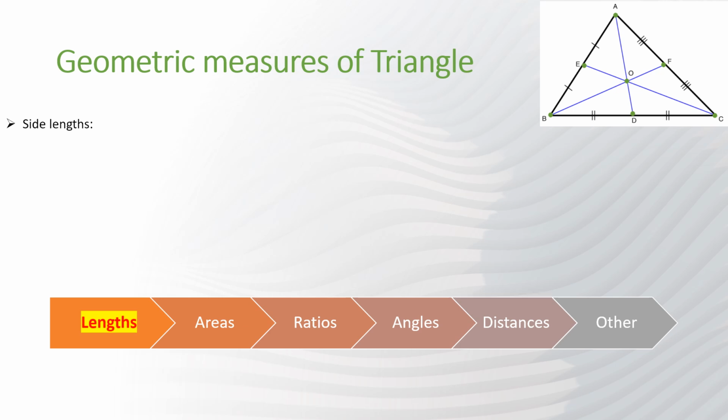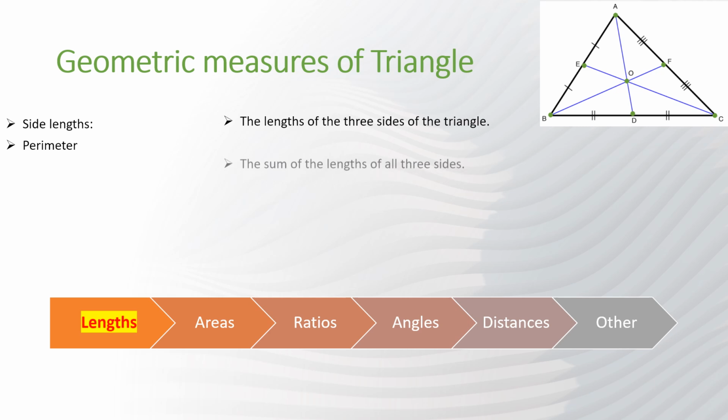Okay. So let's start with length, the geometric measures which fall under the length category. The first one is side length. What is side length, right? We have sides AB, BC, and CA, right? So what is the length of these sides? That comes under side length. And then we have perimeter. What is perimeter? It is the sum of the lengths of all three sides. For example, if a, b, and c are the lengths of each side, then perimeter is a plus b plus c.